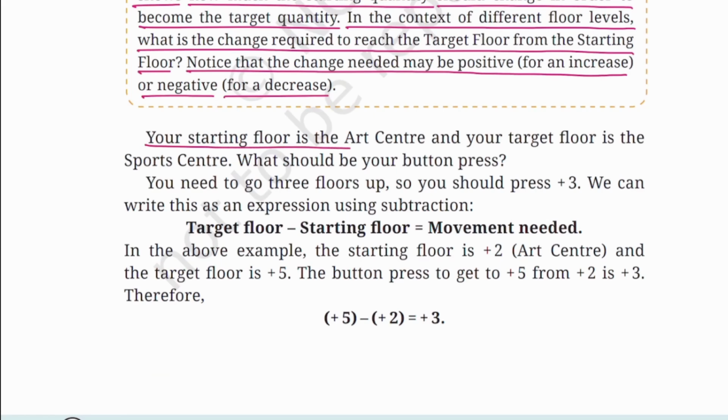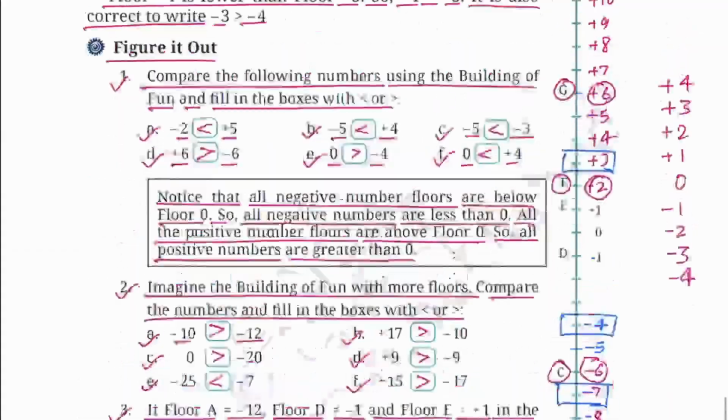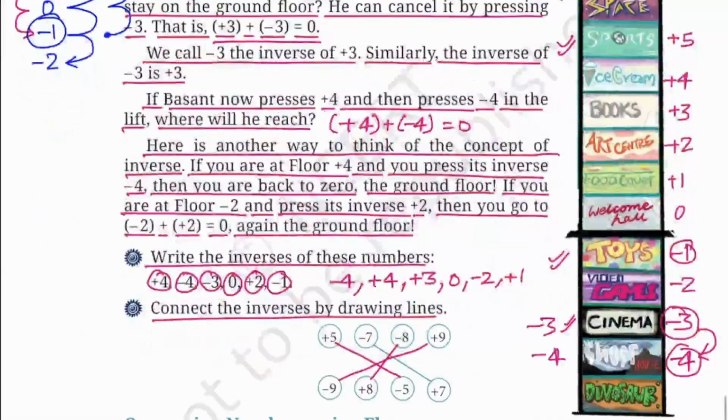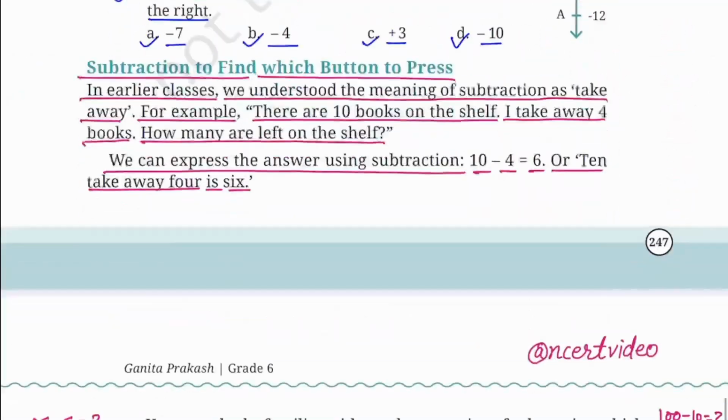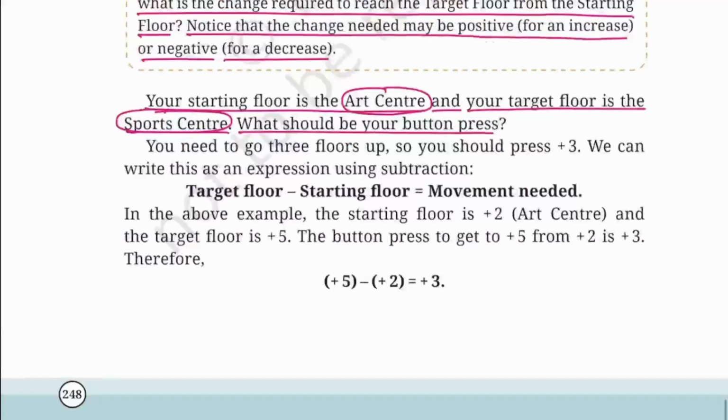Your starting floor is the art center and your target floor is the sports center. What should be your button press? You started from the art center and wanted to go to the sports center. Art center and sports center. 1, 2, 3. That means you have to press +3. You need to go 3 floors up. So you need to press +3.